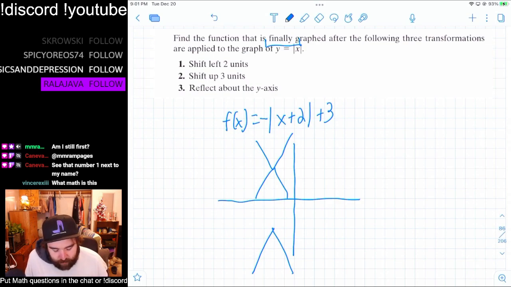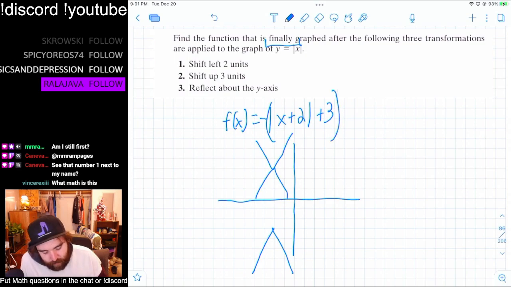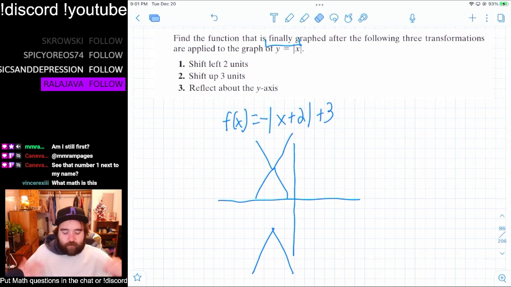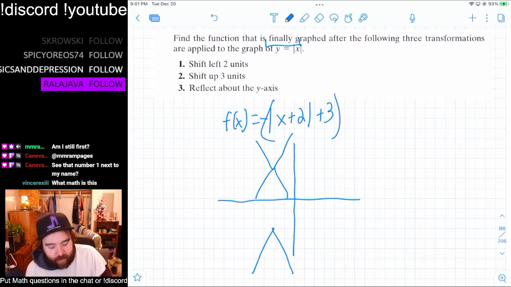So if you're reflecting it about the y-axis, I think you got to do it to the whole thing if you're going to be thinking about it like that. Because if you just have this negative out in front, that's just going to flip it in place. That's not going to flip it over the entire y-axis. If you want to flip it over the entire y-axis, you're going to have to multiply that negative by everything.